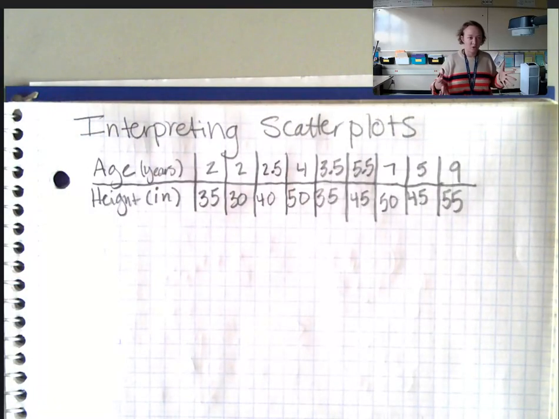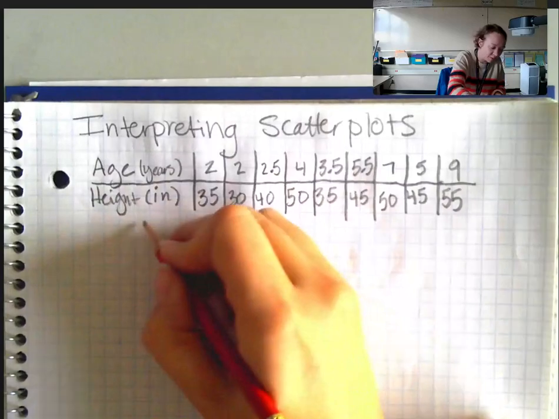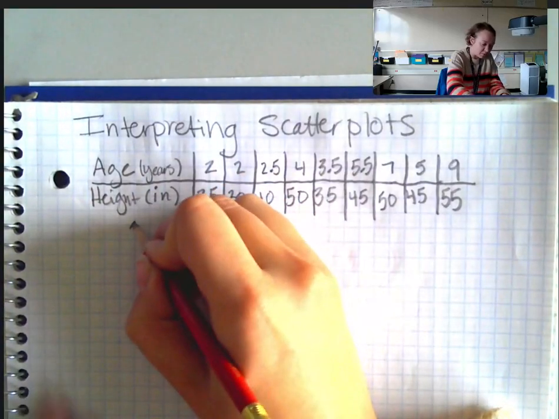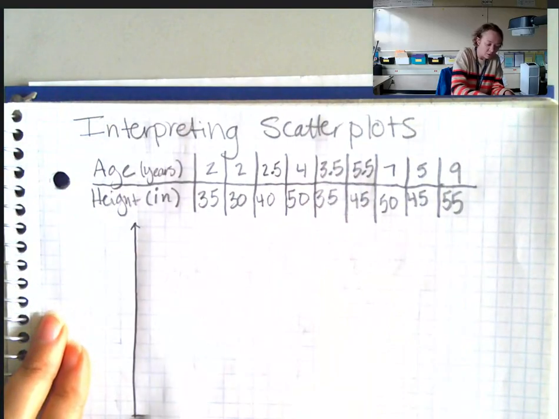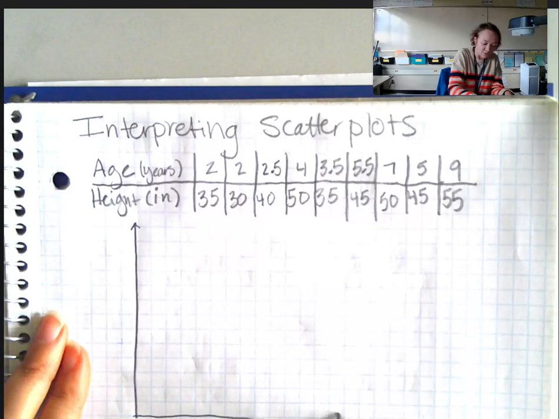All right, so here we've got some ages and heights for various children between the ages of 2 and 9. We're going to go ahead and put this on a scatter plot. Think about what the independent and dependent variables would be. So we're setting up a graph. We know we're just going to need a 1-quadrant graph because all of our numbers are positive.